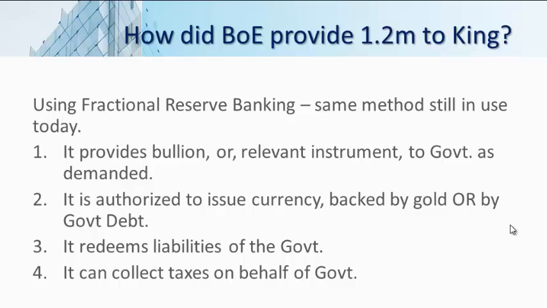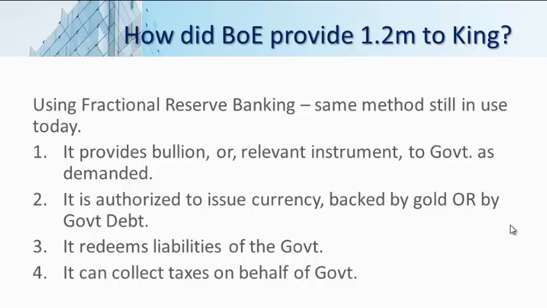So now the bank provided bullion: as needed I will provide you gold, but not 1.2 million gold bars to sit in your castle. Gold bars are with me, but I will provide them as needed. So technically the king can ask for 1.2 million in gold, but the king doesn't want 1.2 million in gold. He wants to make sure that any payments that he makes are honored.